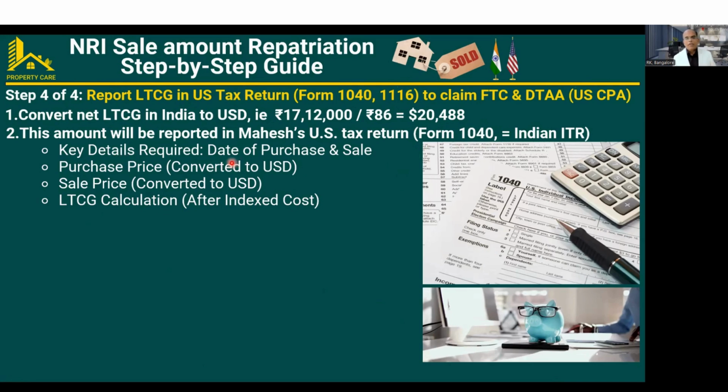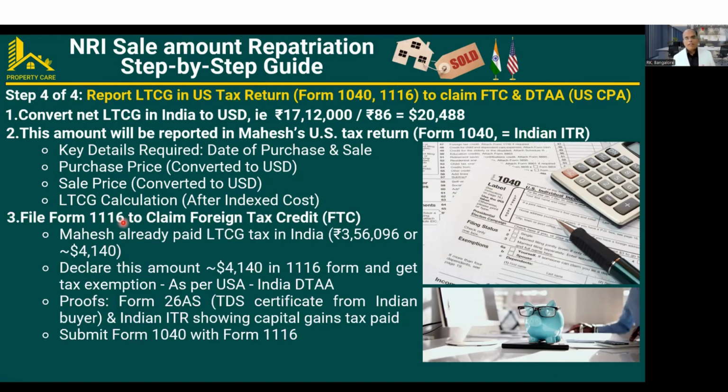Key details required: date of purchase and sale deed, purchase price converted to US dollars, sale price converted to US dollars, and the long-term capital gain calculation after indexation. I discussed this in the first video: after the indexation cost, what is the long-term capital gain calculation? They'll convert that to US dollars and put it into this form.